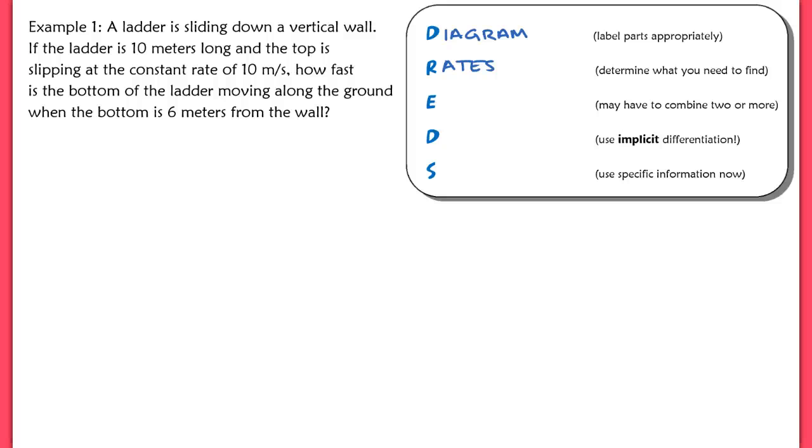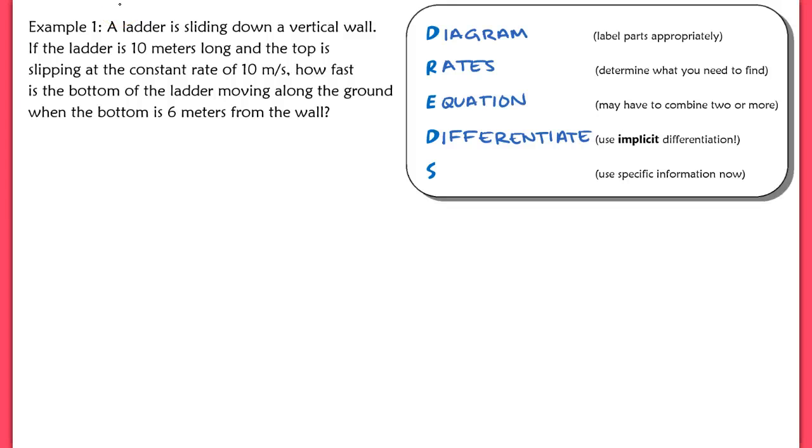So after you have that diagram, next you're going to be looking for your known quantities and your unknown quantities. So what you want to determine are the rates that you're given and the rates that you're asked to find. So once you have those quantities, once you've found those pieces of information, make sure you go back to your diagram and label the parts appropriately. Now at this point you should be ready to write an equation that relates your variables. So sometimes you'll have to combine 2 or more equations into one, but you want to make sure that your equation matches what's going on in your diagram.